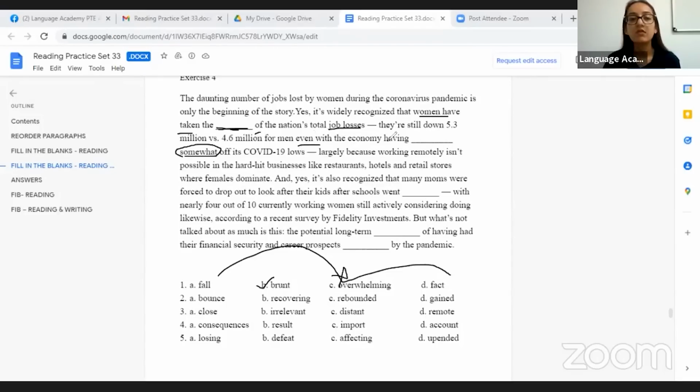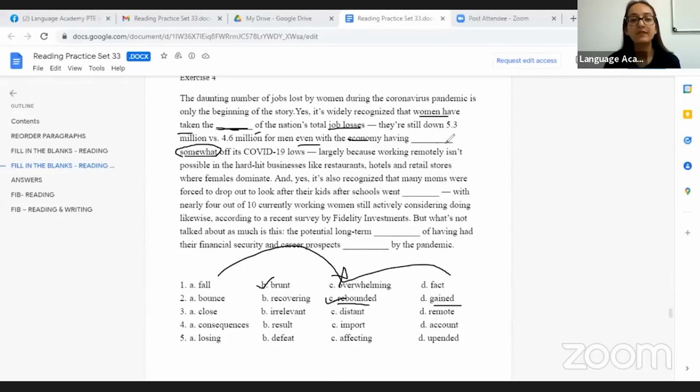So even with the economy having dashed off, economy having bounced off, so when there is have it should be the third form of verb. Having recovering, having rebounded, or having gained. So there were only two past forms, gained and rebounded, which are grammatically correct. And we cannot say the economy having gained off. Economies never gain anything, but economies do come back from the lows to the highs again. So that is rebound. Rebound means to bounce back.